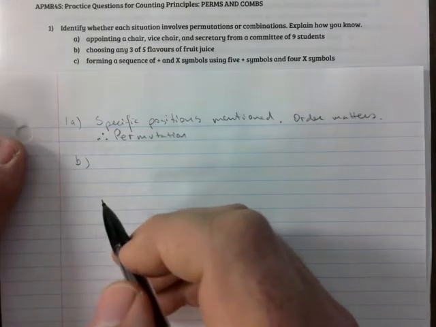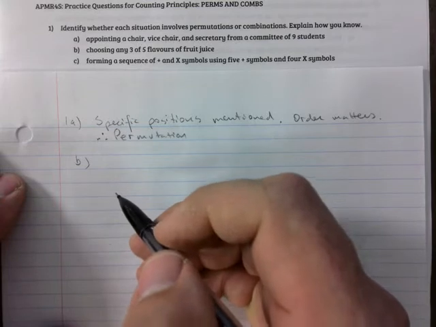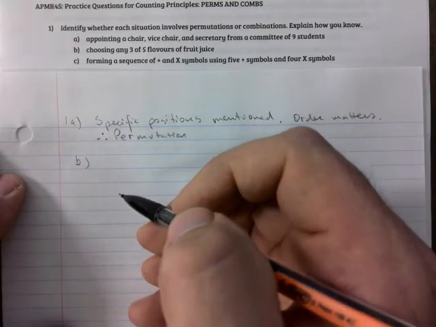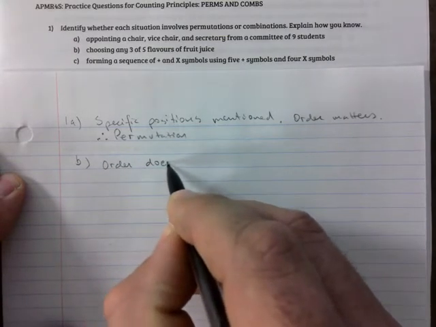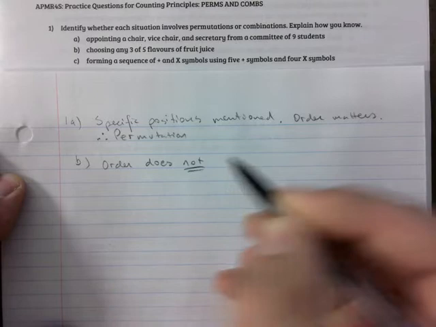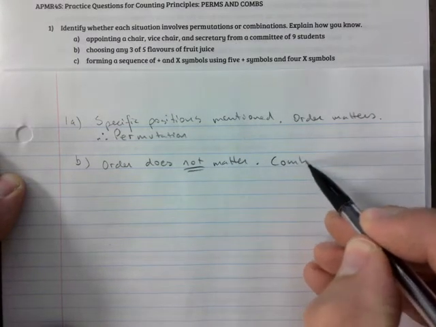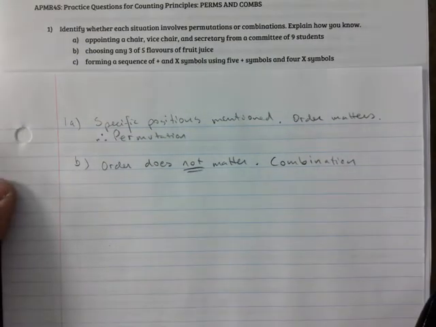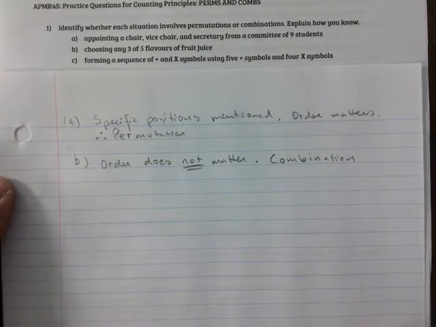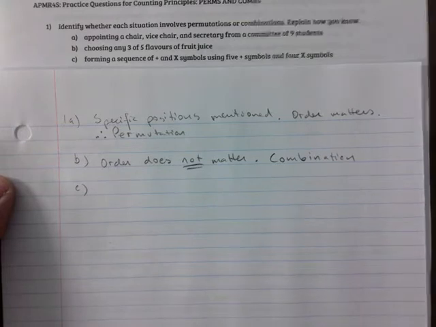B, choosing any 3 of 5 flavors of fruit juice. What would you say there? It's a combination. Order does not matter. Having the flavors in that cup is all that matters. When you go to Booster Juice, they just throw it all in there and mix it up. The order in which they threw the ingredients in doesn't matter.